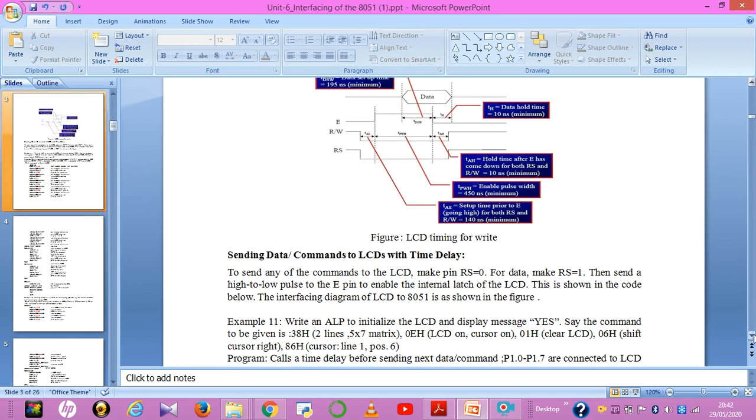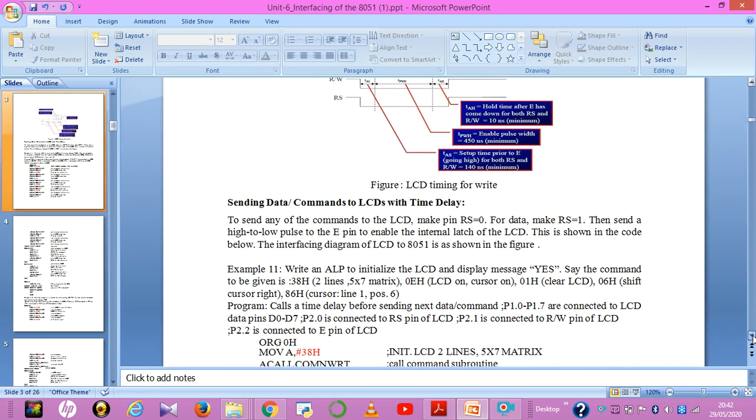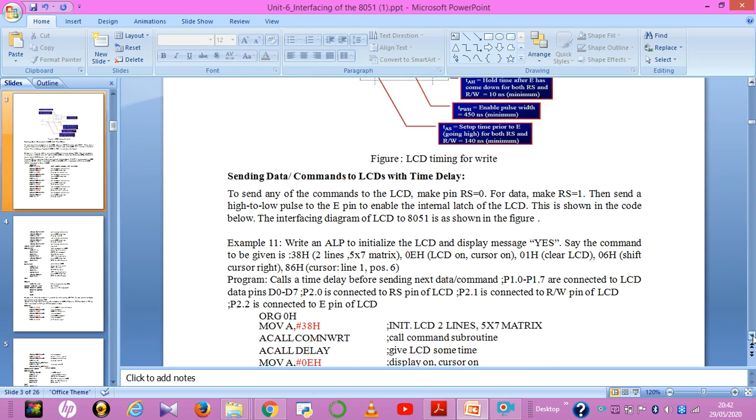Next we'll go for sending data and commands to LCD with time delay. As I told earlier, before you start doing operations with LCD, you have to send some commands to make the LCD ready to get the commands from 8051.